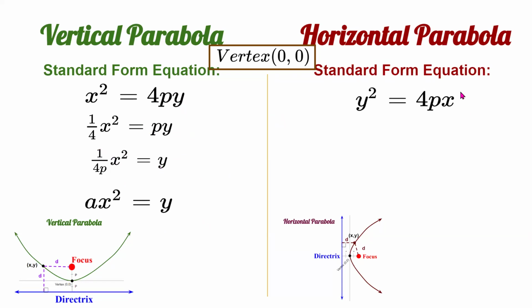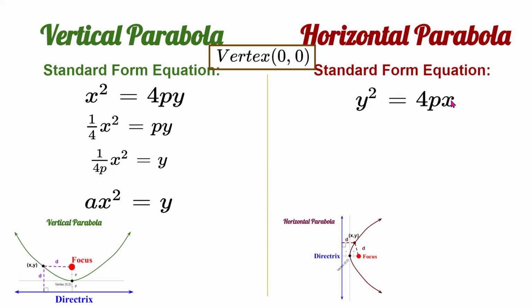Now, on the same idea, remember that we did inverse equations where we swap the x and the y. The same idea is going to happen here. So we're going to go ahead and swap the x and the y. And instead of opening up or down, it's going to open left and right. And in our equation, we're going to have the x and the y swapped. So we have now y squared equals 4px.